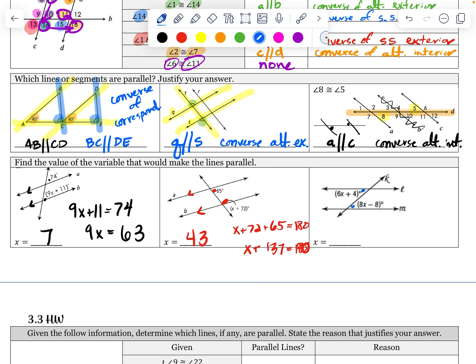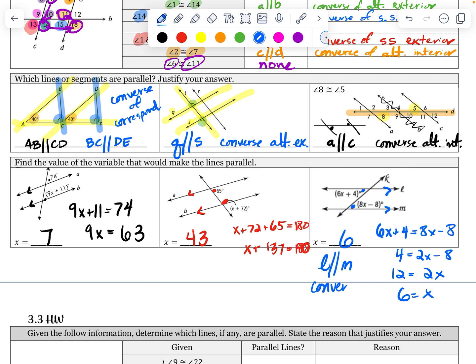Now these are going to be alternate interior if L and M are parallel. So they're going to be congruent if L and M are parallel. So I'm going to minus 6x on both sides, 4 equals 2x minus 8, plus 8 on both sides, 12 equals 2x, divide by 2, x equals 6. So if x equals 6, then L and M are parallel by the converse of alternate interior angles theorem.